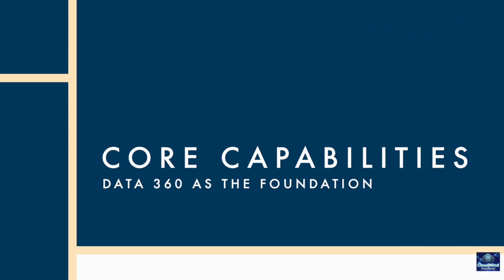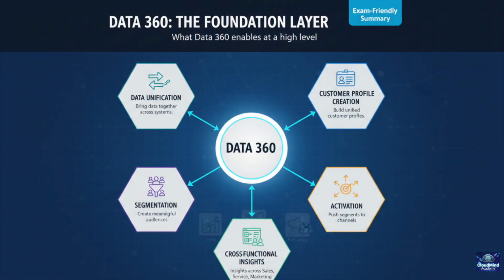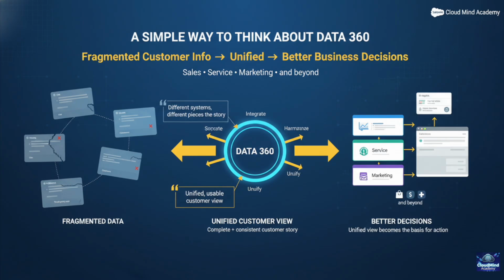Core capabilities. Data 360 as the foundation. At a high level, Data 360 serves as the foundation for data unification, customer profile creation, segmentation, activation, and cross-functional insights. A useful way to think about Data 360 is this. Data 360 helps organizations move from fragmented customer information to a unified, usable customer view. That unified view becomes the basis for business decisions in sales, service, marketing, and beyond.